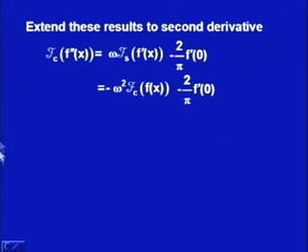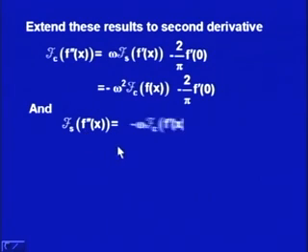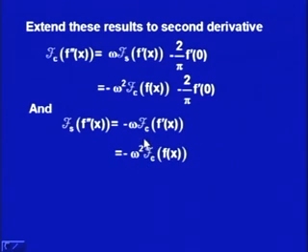Similarly, the Fourier sine transform of the second derivative f''(x), using the formula for the first derivative f', we get minus omega times the Fourier cosine transform of f'(x). The Fourier cosine transform of f'(x) is omega times the Fourier sine transform of f(x) minus 2 upon pi f(0). So, this is minus omega square times the Fourier sine transform of f(x), and the minus minus sign will give plus 2 omega upon pi times f(0).